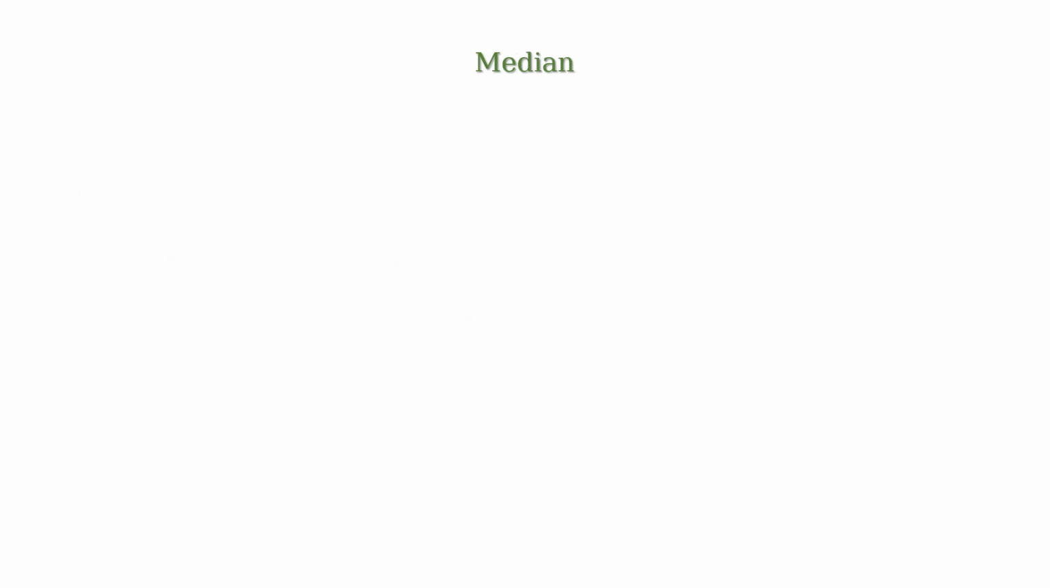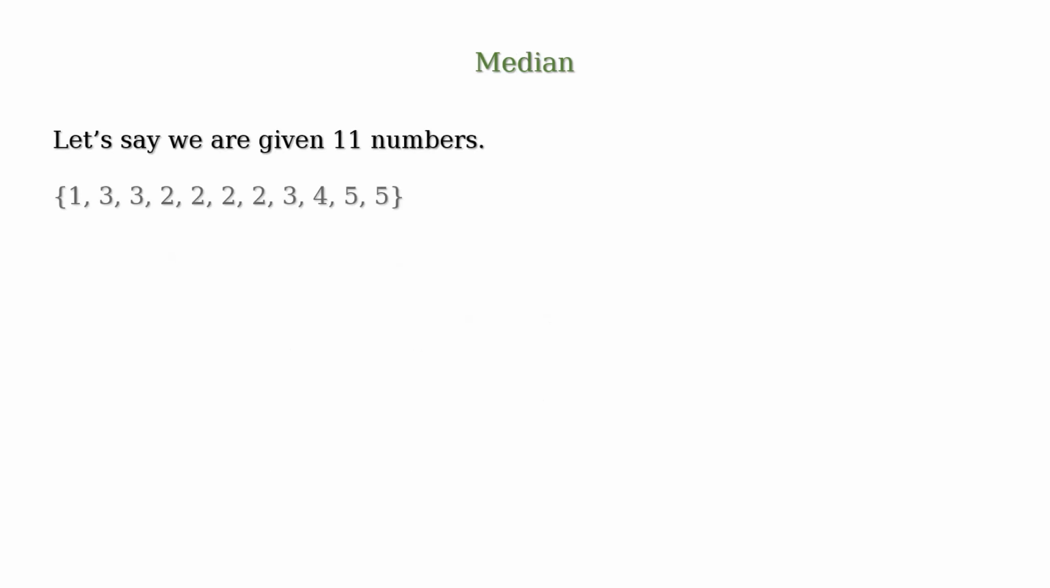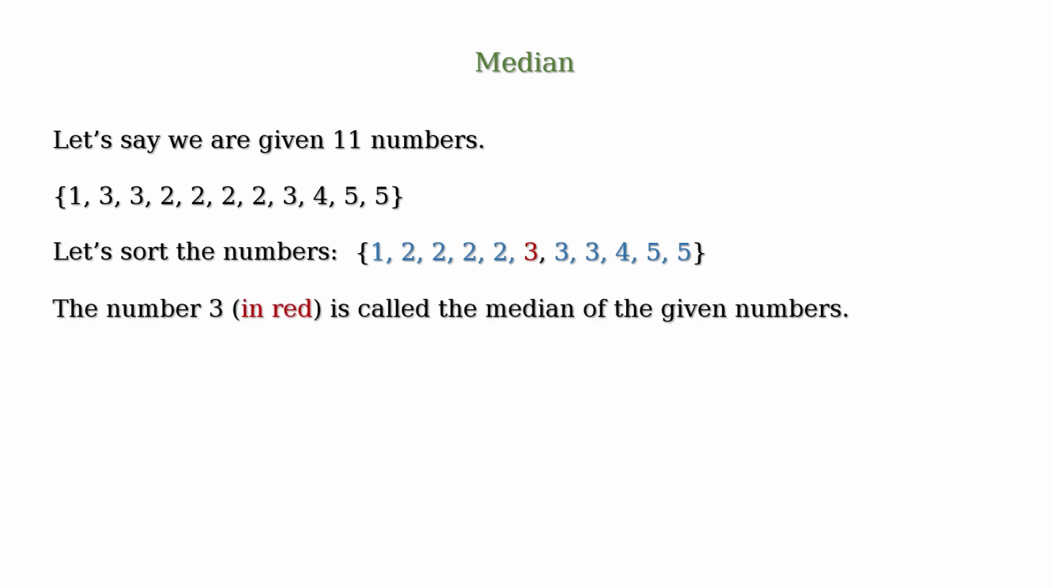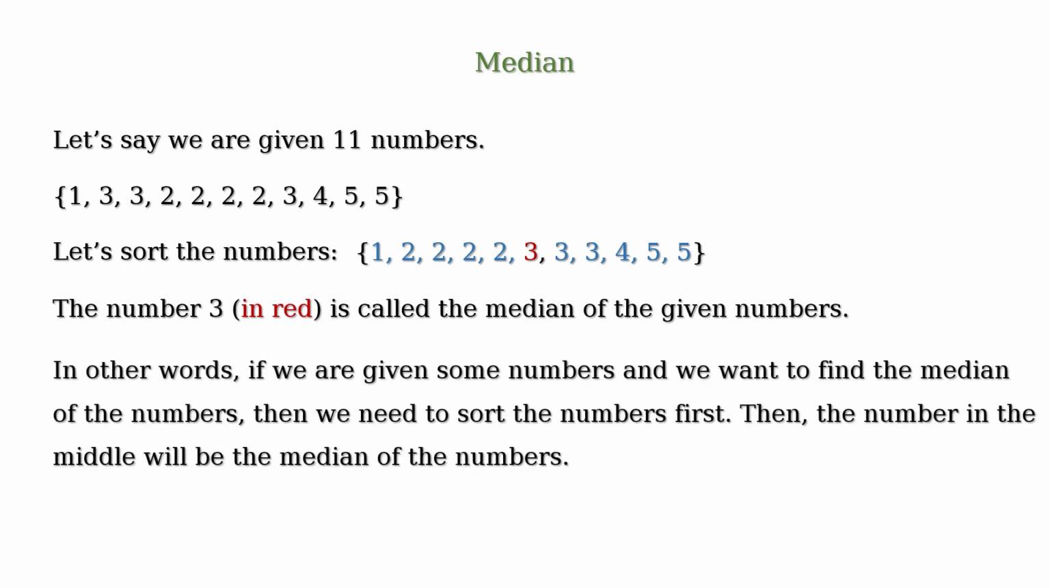Now, let's sort the numbers. If we sort the numbers, they become this. So, the number in red is in the middle. There are 5 numbers on the left and 5 numbers on the right. This number is called the median of the given numbers. In other words, if we are given some numbers and we want to find out the median of the numbers, then we need to sort the numbers first. Then the number in the middle will be the median of the numbers.